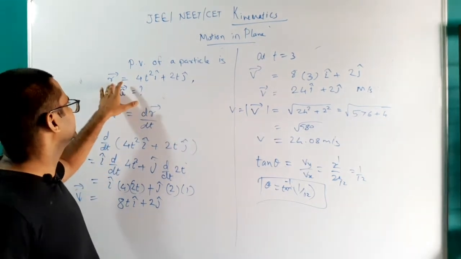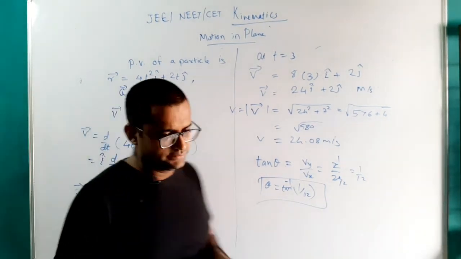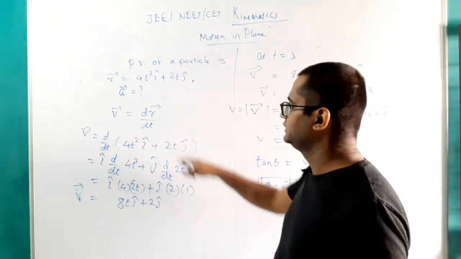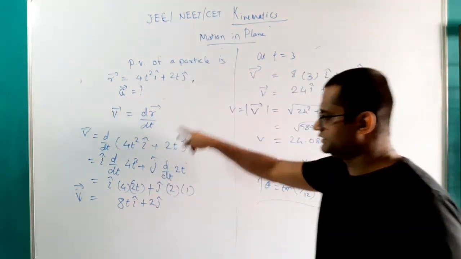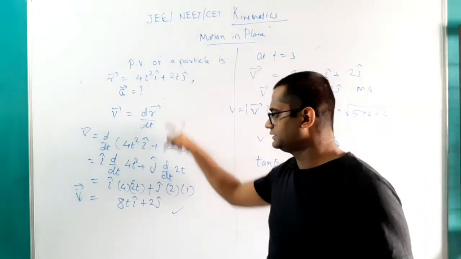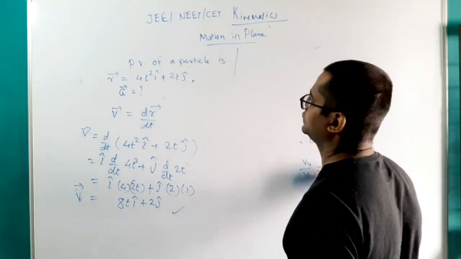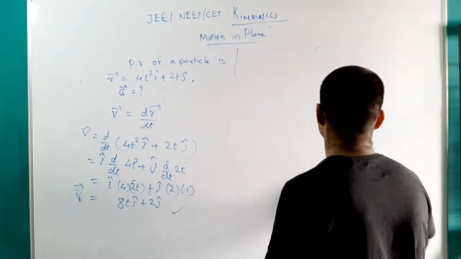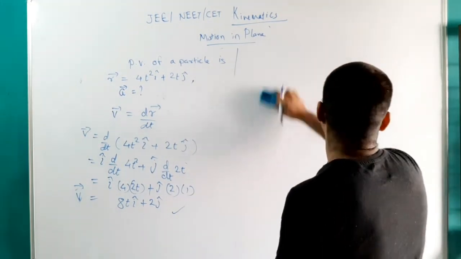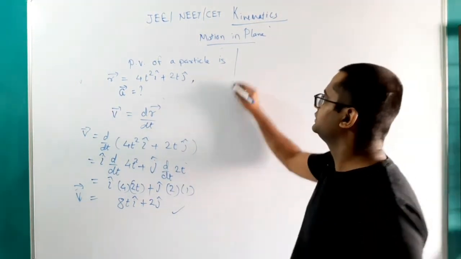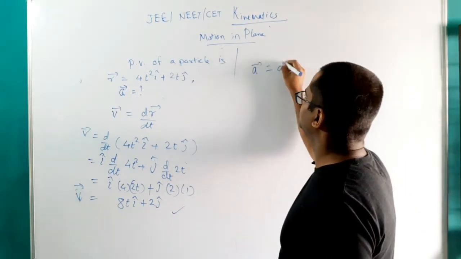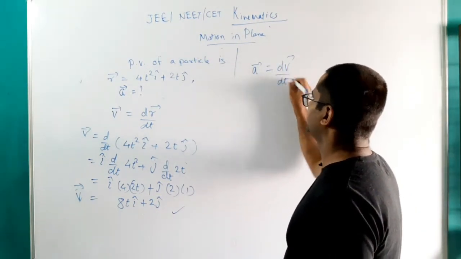The very first step will remain: since acceleration is rate of change of velocity, we have to follow the same steps to find the velocity. So these steps will remain the same. Now after finding velocity, what we have to find is acceleration. Basically, what is our goal? We have to find acceleration, and how will we do it? Acceleration is rate of change of velocity, so this will be dv by dt.